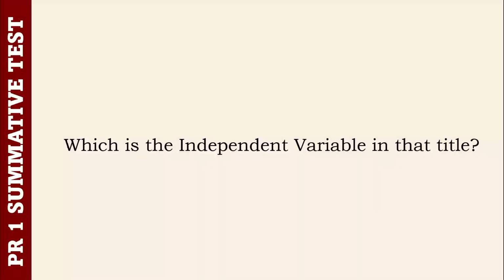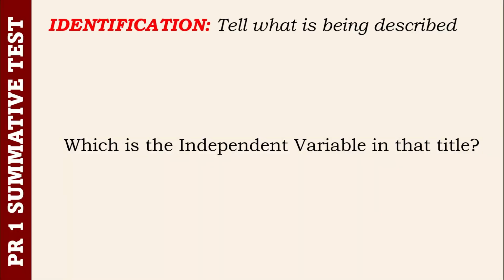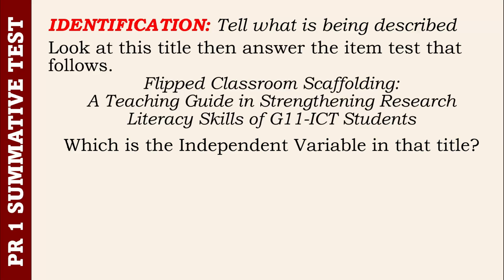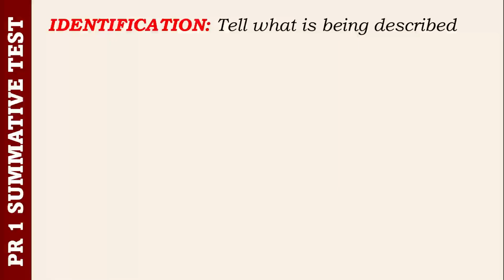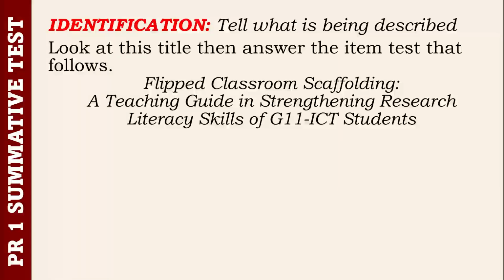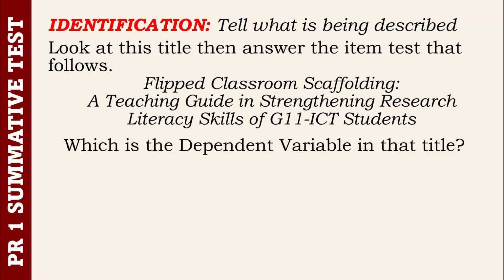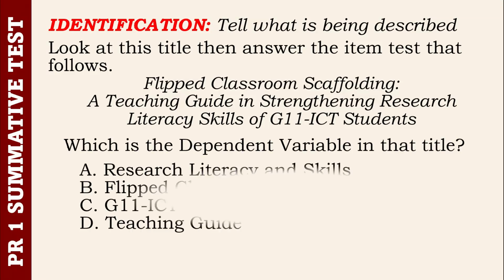How about this one? Which is the independent variable in that title? Is it A, research literacy and skills, or flipped classroom scaffolding, grade 11 ICT students, or teaching guide? The answer is letter A, research literacy and skills. Flipped classroom scaffolding, a teaching guide in strengthening research literacy skills of grade 11 ICT students, which is the dependent variable in that title? From among those, our answer is letter C, grade 11 ICT students.